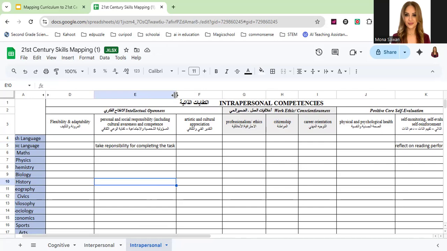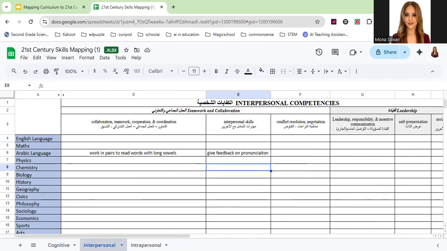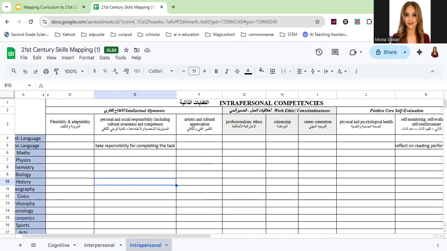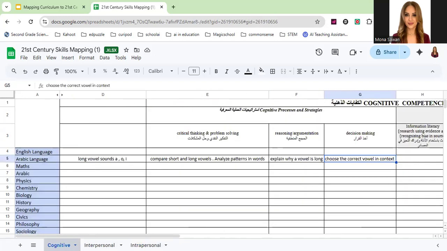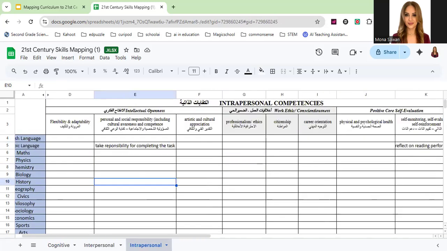Now let's count together. Cognitive, how many skills I have? 1, 2, 3, 4. Interpersonal, 2. Intrapersonal, 2. So the total is here 4, 2, and 2. So we have 8 skills. So this is a balanced lesson, not overloaded.